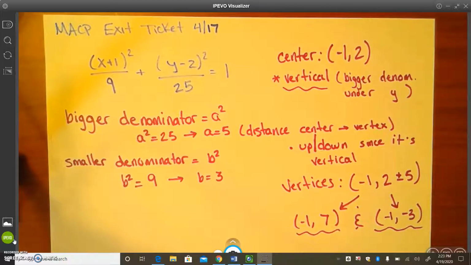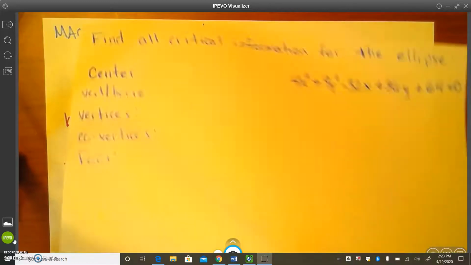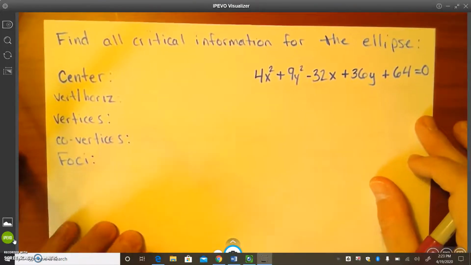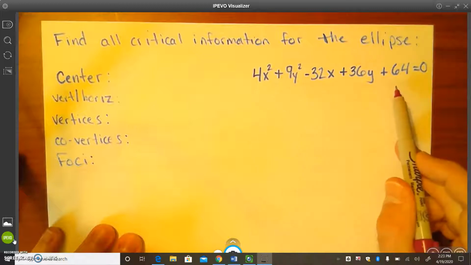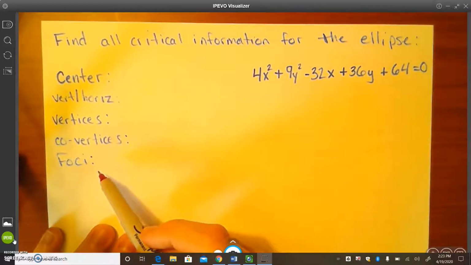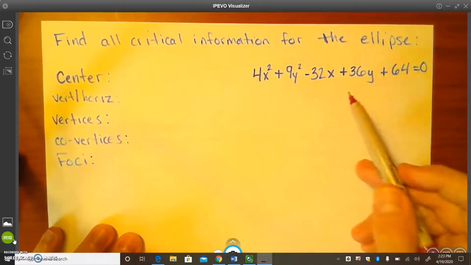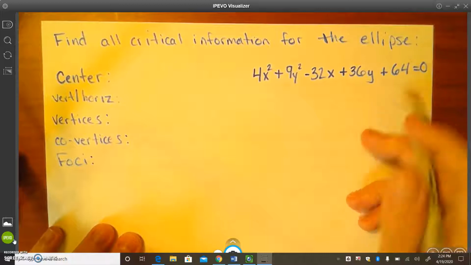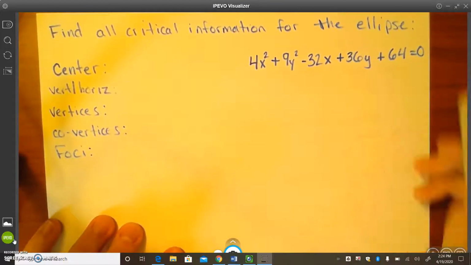Okay? Today we're only going to do one example. It's going to be pretty comprehensive though. I am going to give you an equation for an ellipse and I'm going to ask for all this information. We're going to move very quickly once we do some work with this equation. You're going to notice it's not in standard form. It's not even close to standard form.